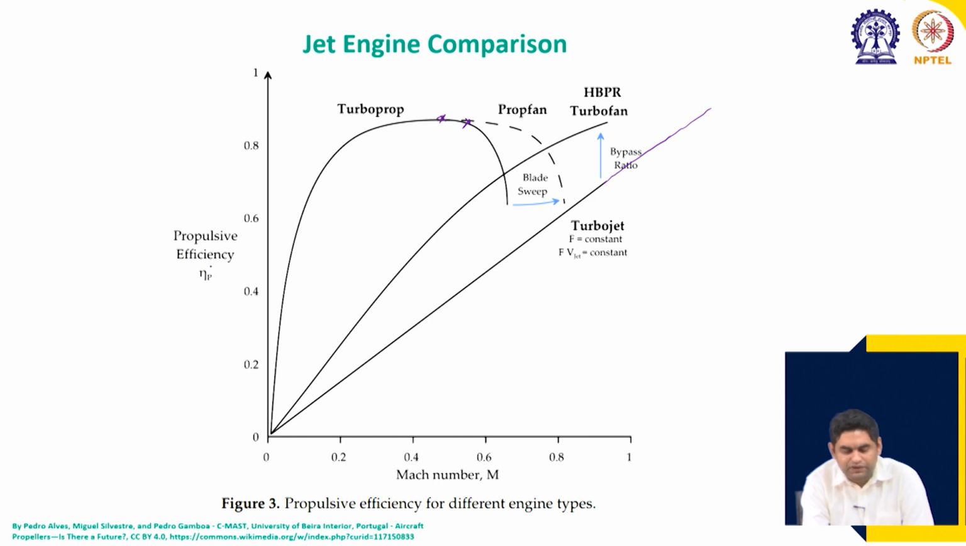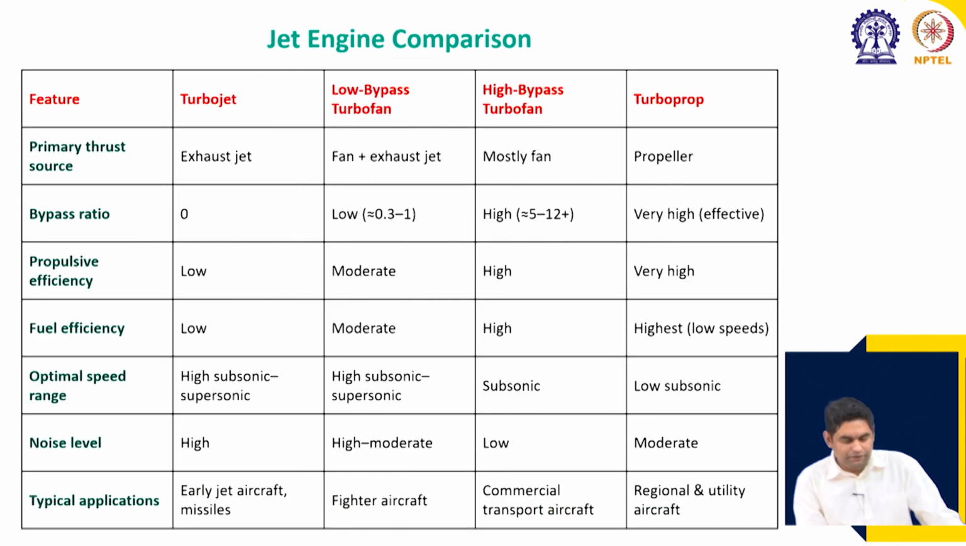This is propulsive efficiency, but this also plays a very important role in that. Prop fan is another type of engine which is a modified turboprop, which is designed to fly at near sonic speed. This we will briefly discuss in one of the next classes. So, this is an idea about how the propulsive efficiency varies, and based on this we can select what type of engine we need for which Mach number application.